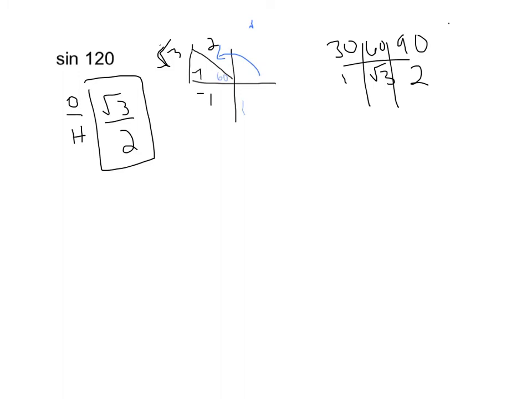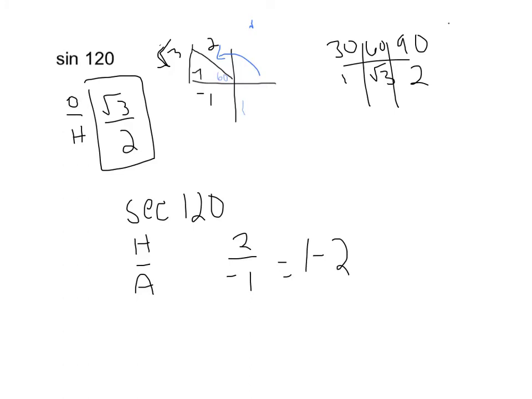But what's different now, let's say I wanted to find the secant of 120. So secant, my ratio is hypotenuse over adjacent. My hypotenuse is still 2, but this time my adjacent is actually a negative value. It's a negative 1. So the secant of 120 is actually a negative 2. So we can get negative answers depending on which quadrant we draw our angle in.